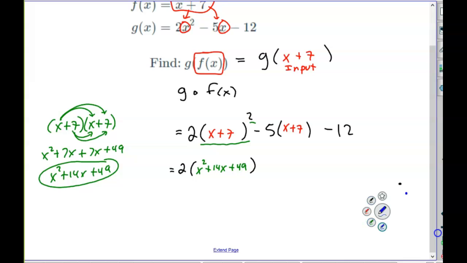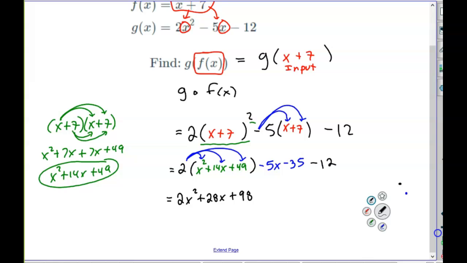And then I still have to deal with this negative. Now notice, minus 5. I'm distributing the negative and the 5 to each one of those. So that's another error that's very common. The students often miss the negative going to the 7. So it's a negative 35. And then I have to deal with this 2 out in front. We're going to multiply the 2 through. So I end up with 2x squared plus 28x plus 98.